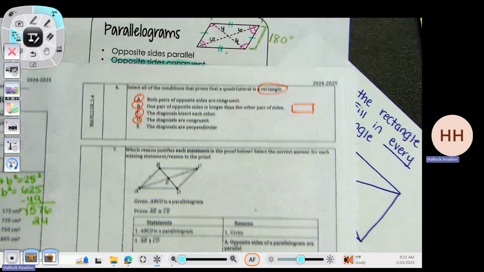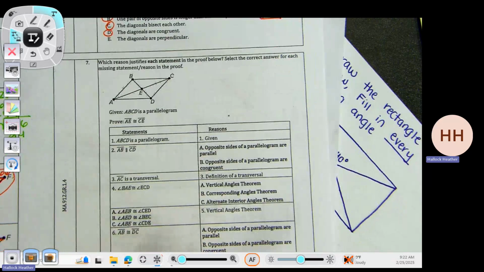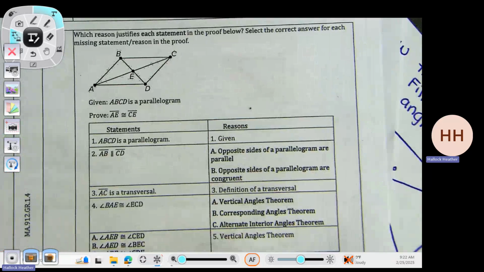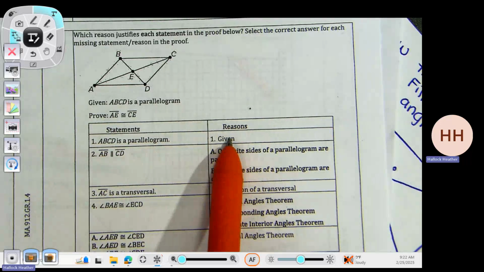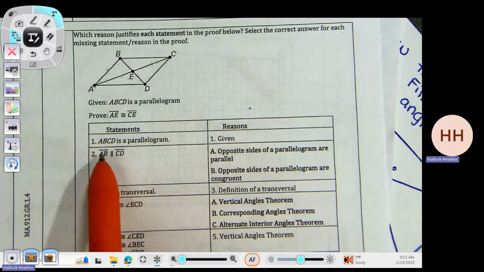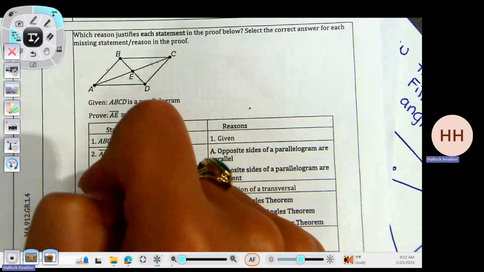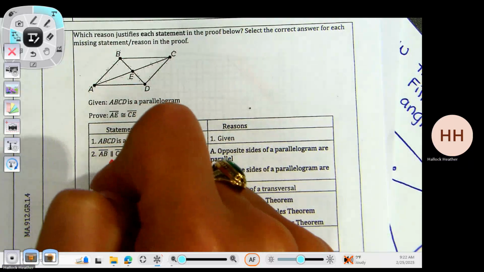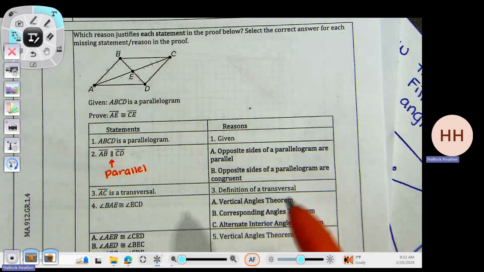So number seven says which reason justifies each statement in the proof below. Select the correct answer for each missing statement for the proof. So we're talking about a parallelogram. So the first part is saying that it's a parallelogram. It's given. I don't have to do anything with that. AB double lines. This means parallel. So AB is parallel to CD.